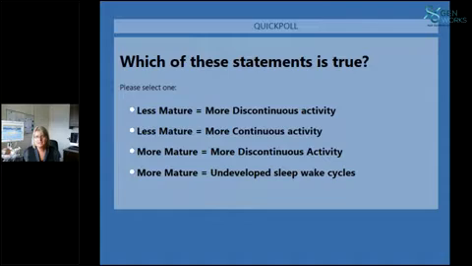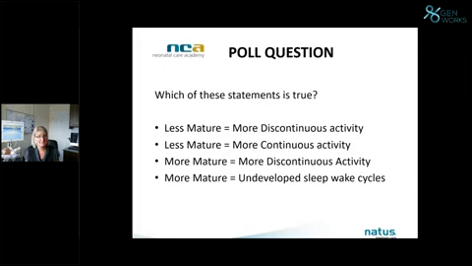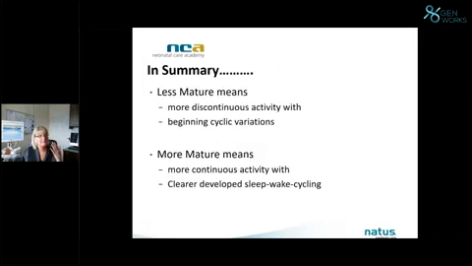Again, a lot of people have voted, so I'm going to close the poll and share the results. And 76% of you think that if you are less mature, you have more discontinuous activity. So let's just clarify that statement. Absolutely. So definitely less mature means more discontinuous activity, and it means the beginning of the cyclic variations.